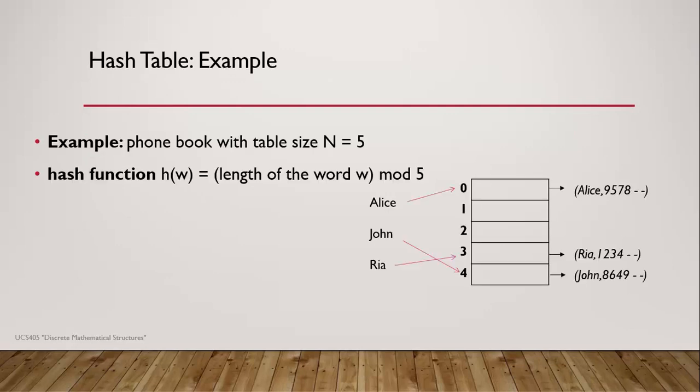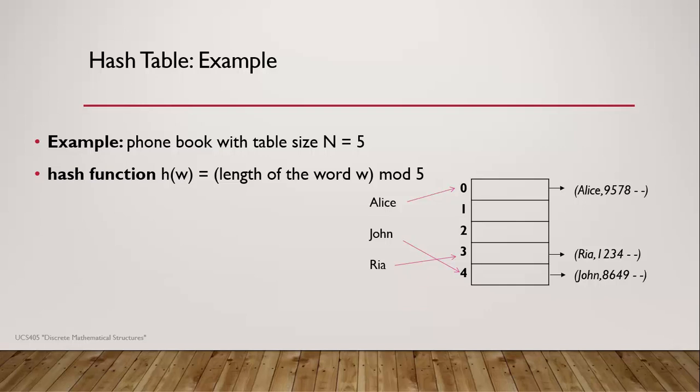Let us take one example. Suppose you want to store a phone book with table size n equal to 5, and you have a hash function h(w) = length of the word w mod 5. Suppose you want to store the names Alice, John, Ria with their phone numbers. Now first is Alice. The word length of Alice is 5. So 5 mod 5 is 0. So you will store Alice with its phone number at index 0. The phone number of Alice is 9578 and something.